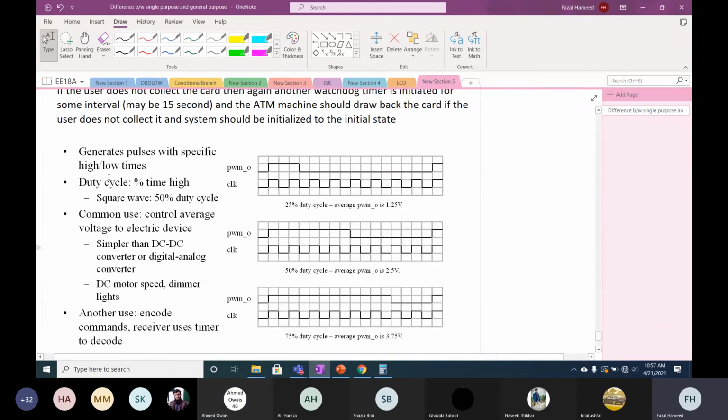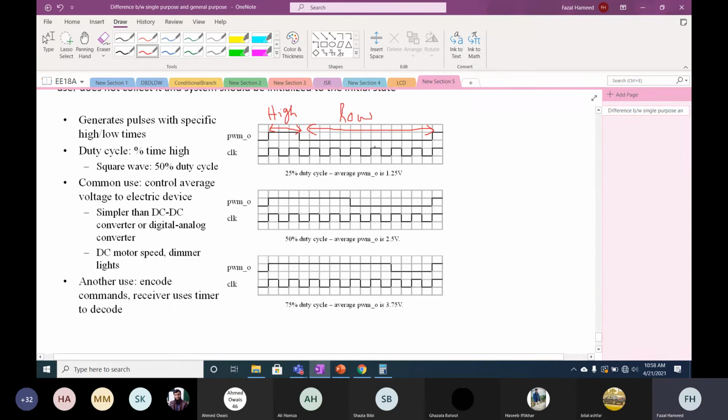So the pulse width modulator generates pulses with specific high and low times. If you look at this example, what is the high time of this signal? And what is the low time? So it's the high time and it's the low time.